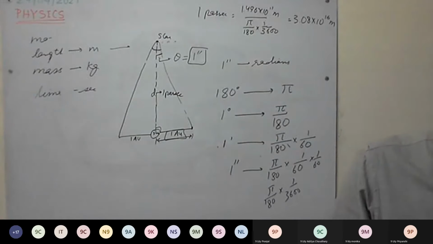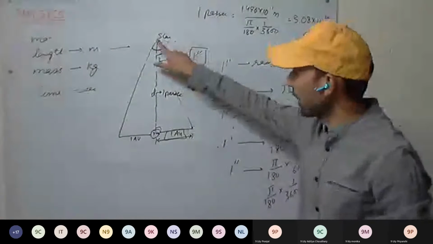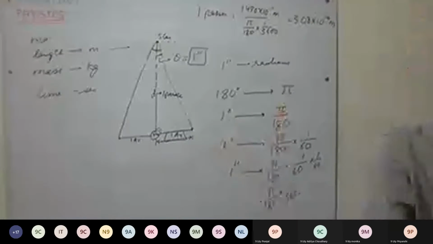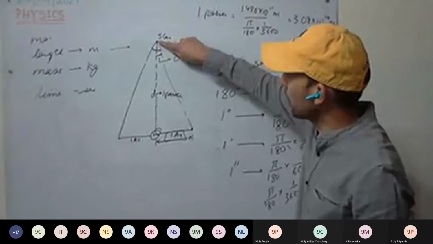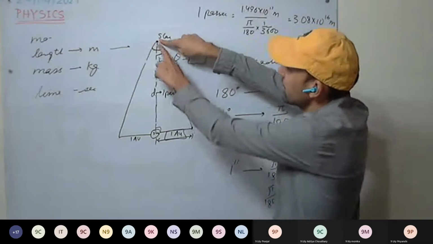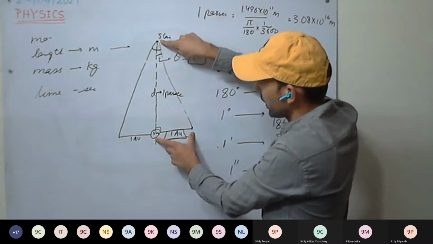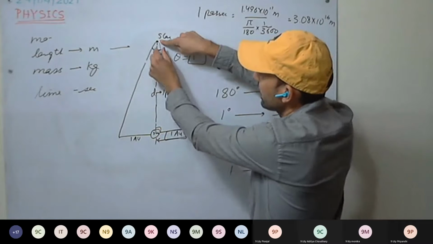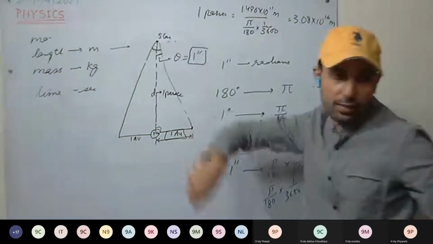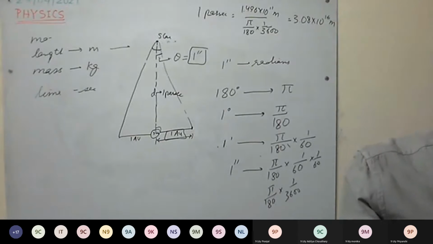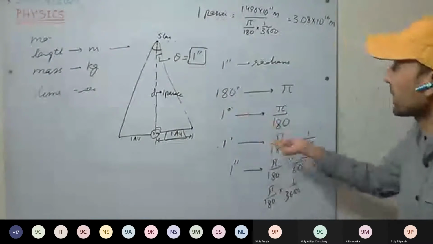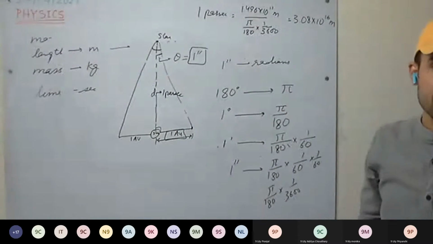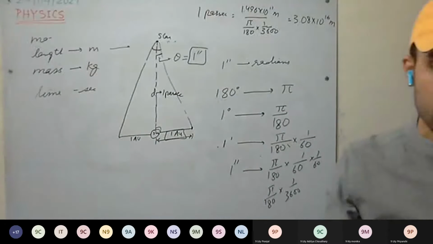1 parsec is the distance from a point, that is this point, how far? It is the distance from the semi-major axis of the orbit of the Earth, that is 1 AU, subtending an angle of 1 second. That is called 1 parsec. Understood this one? Any doubt?